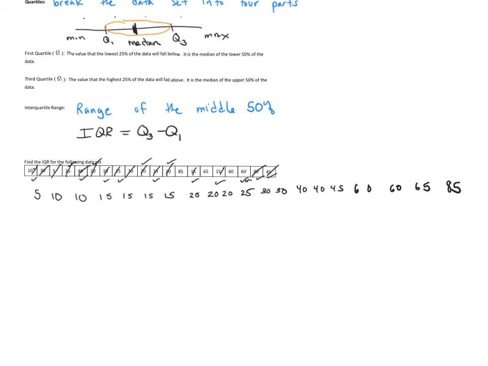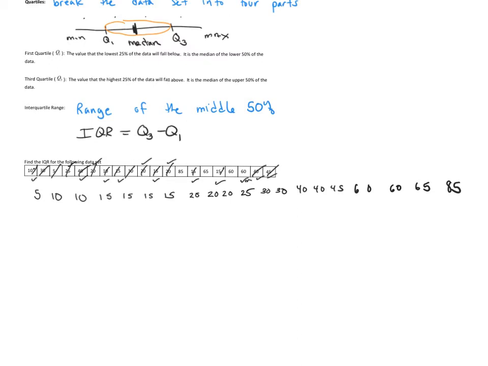So when we're trying to find the interquartile range and the quartiles, the first thing we're going to do is find the median. So first I'll count how many data points there are. We have 1, 2, 3, 4, 5, 6, 7, 8, 9, 10, 11, 12, 13, 14, 15, 16, 17, 18, 19, 20. So there's 20 data pieces.